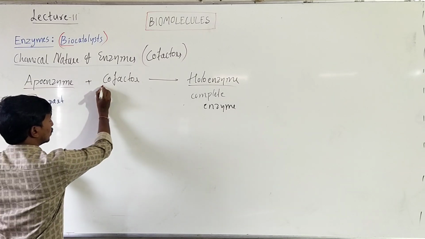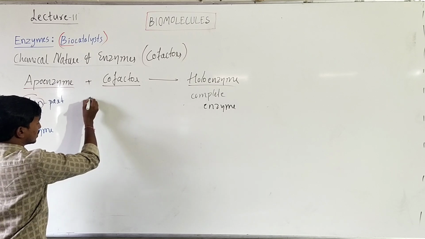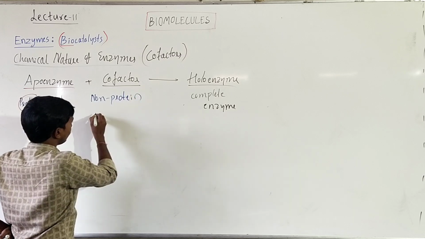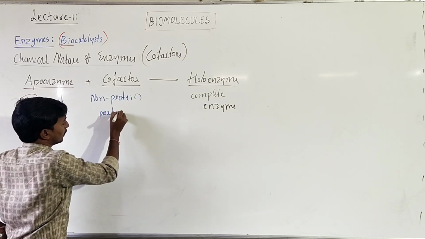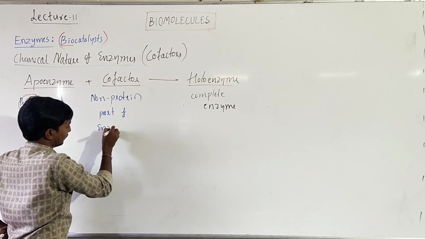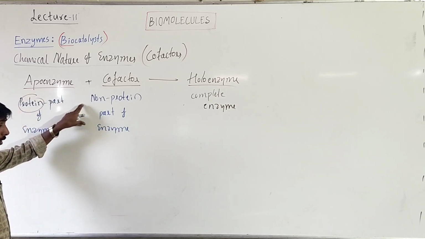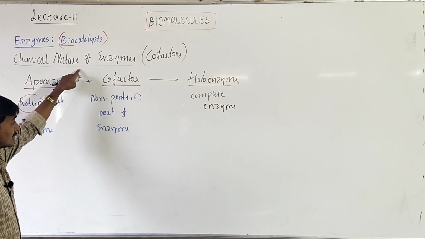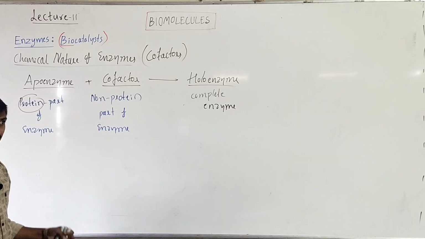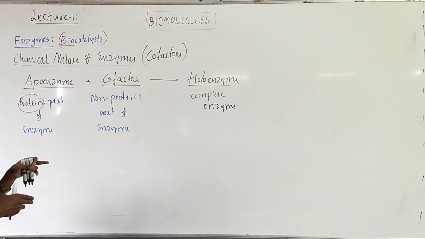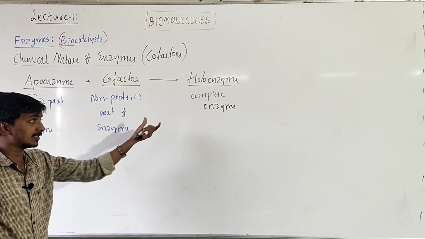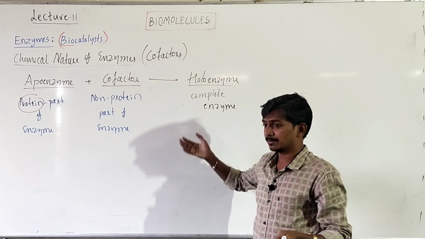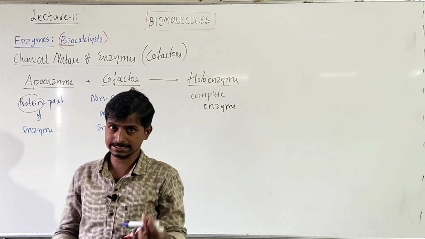That part is known as a cofactor. That is the non-protein part of the enzyme. This non-protein part is called a cofactor, right? So this is regarding the cofactors. This is there anyhow, but we should understand what kind of cofactors will make the enzyme more active, what type of cofactors will make the enzyme more efficient in catalysis.